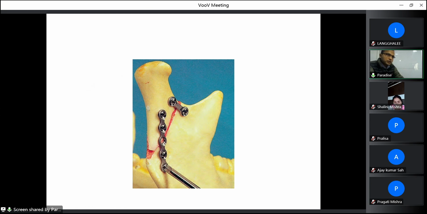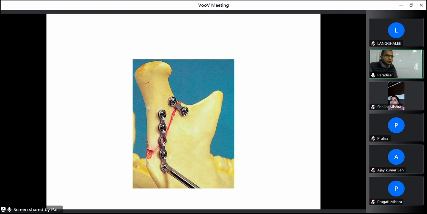Bicortical screw is placed only with reconstruction plate. This is mini plate. You have to put a mini plate in this area. Reconstruction plate is not indicated in case of condyle fracture, because reconstruction plate is a thick plate. It is only indicated in the anterior region of mandible, where the occlusal force or masticatory force is very high, where the bone buttress is less.